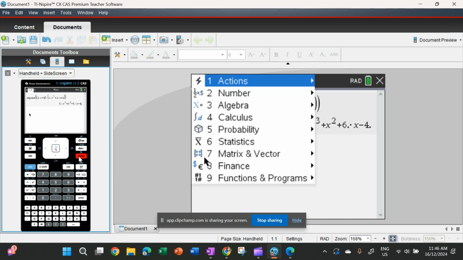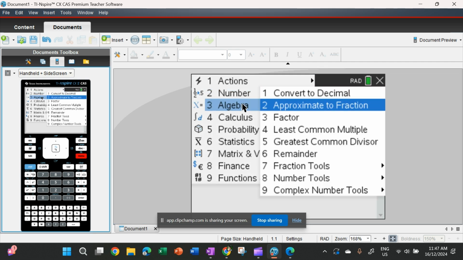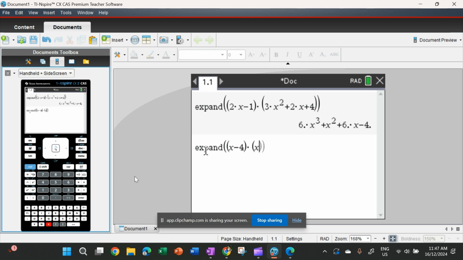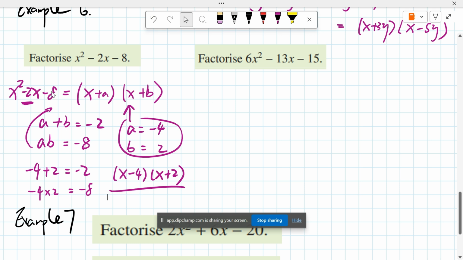What we do is we expand the bracket. We go expand, so we say X minus 4 multiplied by X plus 2. You will get X squared minus 2X minus 8. That's exactly what we have in the question. So that will be the answer. We call this the cross product, and I will show you how to do that in the next question.